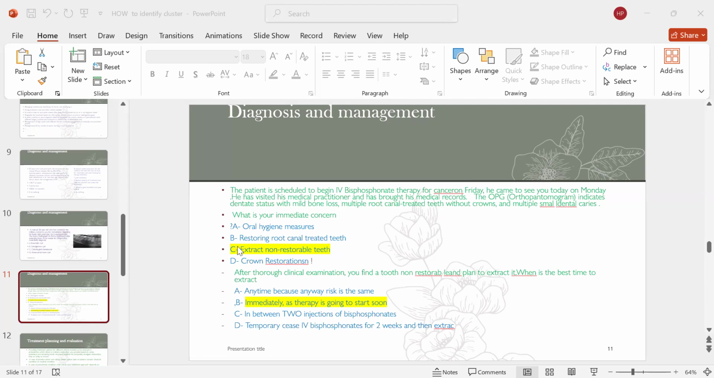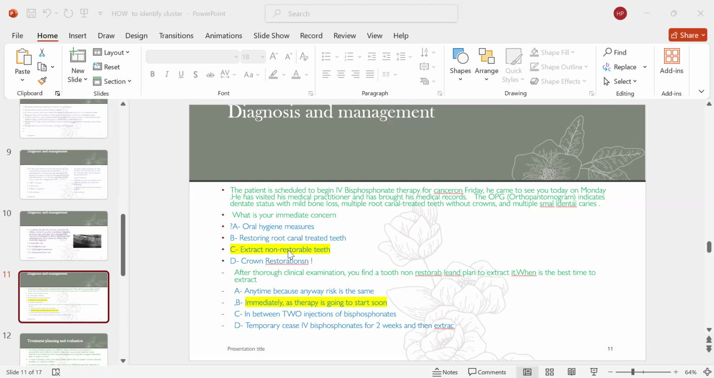Okay. This comes into the management part. What is your priority? Although you have done the examination, you find the tooth is non-restorable. And what is the best time to extract this tooth? You are going to manage this patient. You haven't started the treatment, extracting the teeth. What is the best time? That comes into the management part.